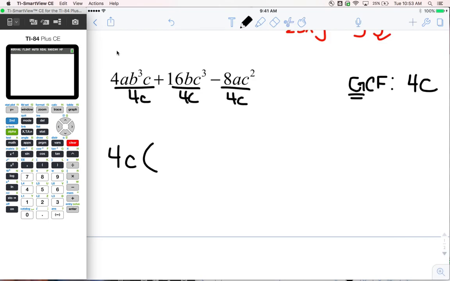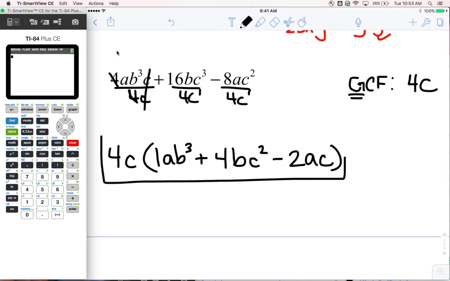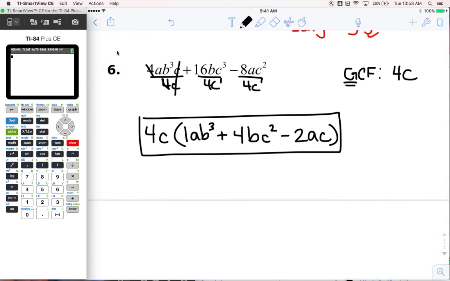Okay, 4 divided by 4 is 1. A and b cubed are just still there, and then c divided by c, okay, the c's cancel. And the next one, 16 divided by 4 is 4, right? B stays the same, and then c cubed over c is left with c squared. Right, this c cancels one of the c's on the top. And then finally, negative 8 divided by 4, that's going to be a negative 2. A is still there, and c squared over c is just c to the first power, or just c. So this is my simplified factored form.